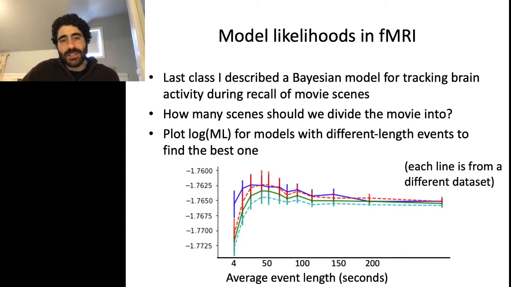And so what this lets us do is evaluate, for different brain regions, what time scale of information they are representing, right? This brain region here seems to represent about a minute or so of the narrative, right? Because that's the model that has the best marginal likelihood.